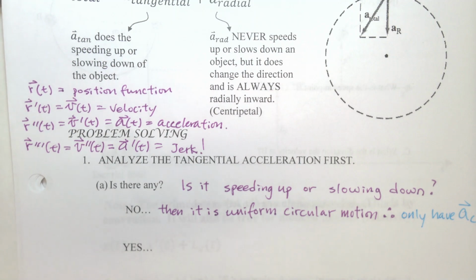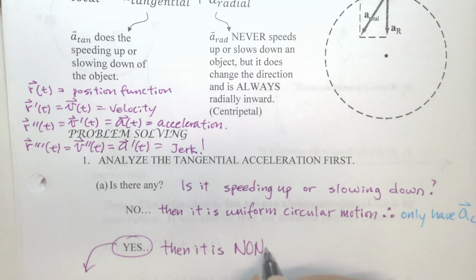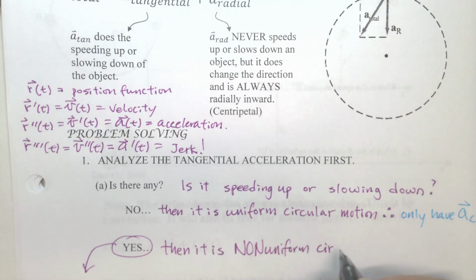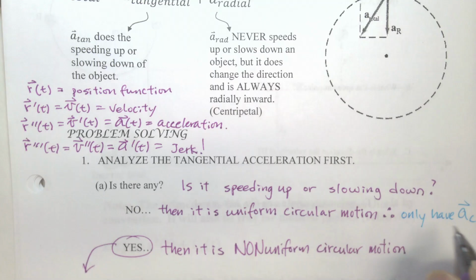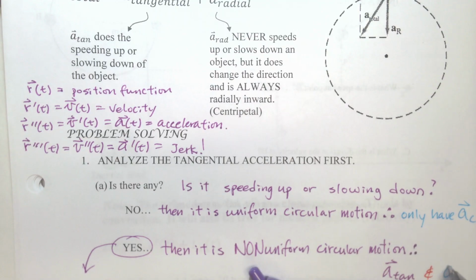However, if it's yes, then it is non-uniform circular motion. Therefore, we have a tangential acceleration and a radial acceleration, or a sub c, same thing.